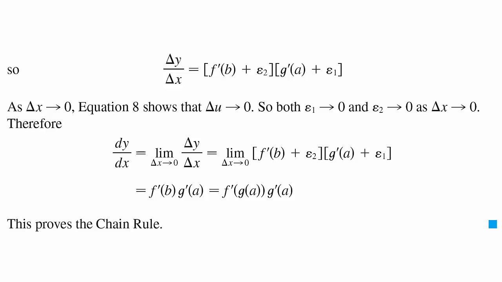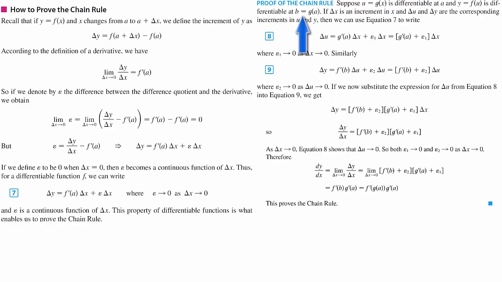And what is f prime of b? Well, we defined b to be g of a. And there you have it. That is the chain rule.